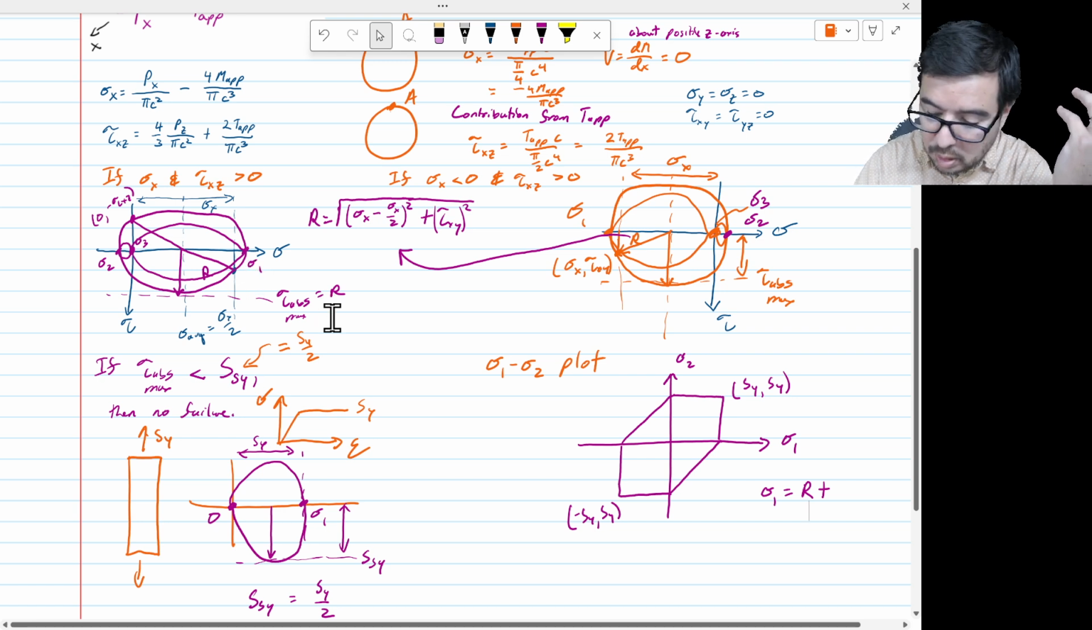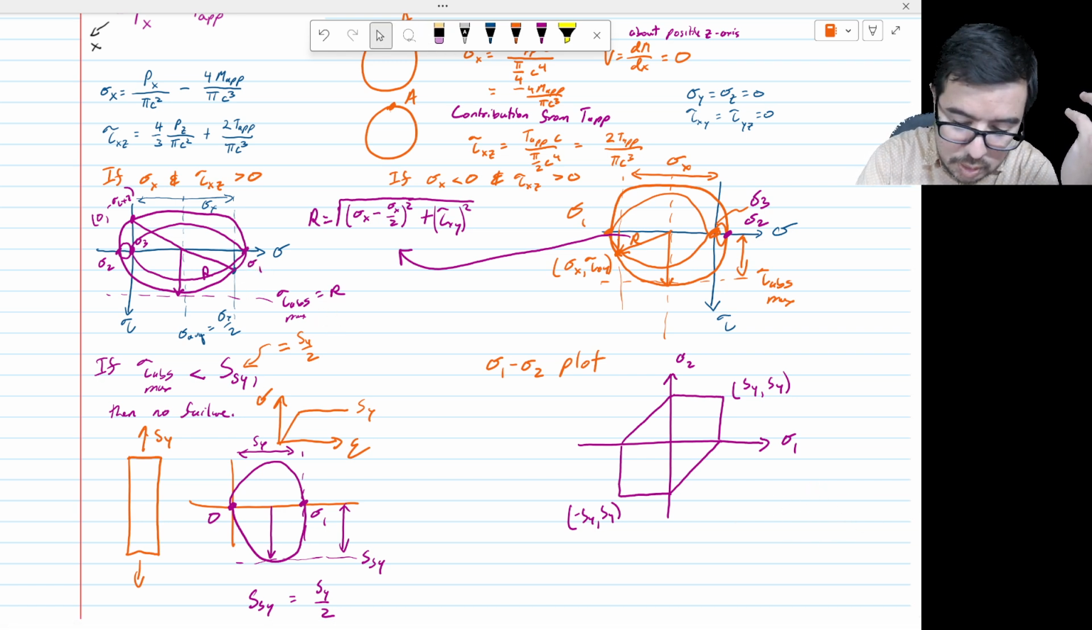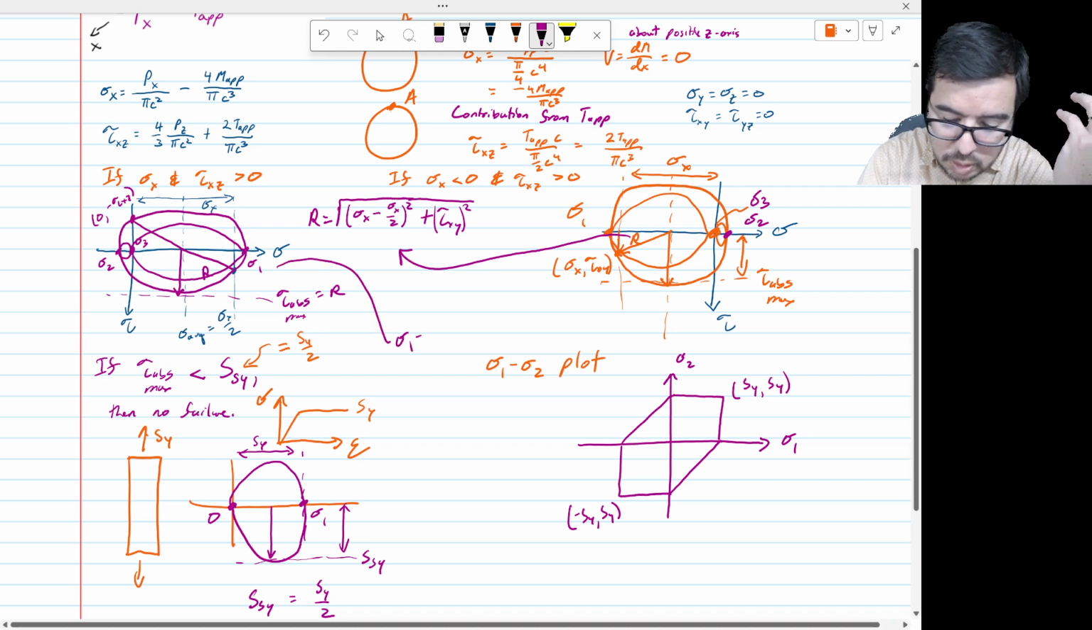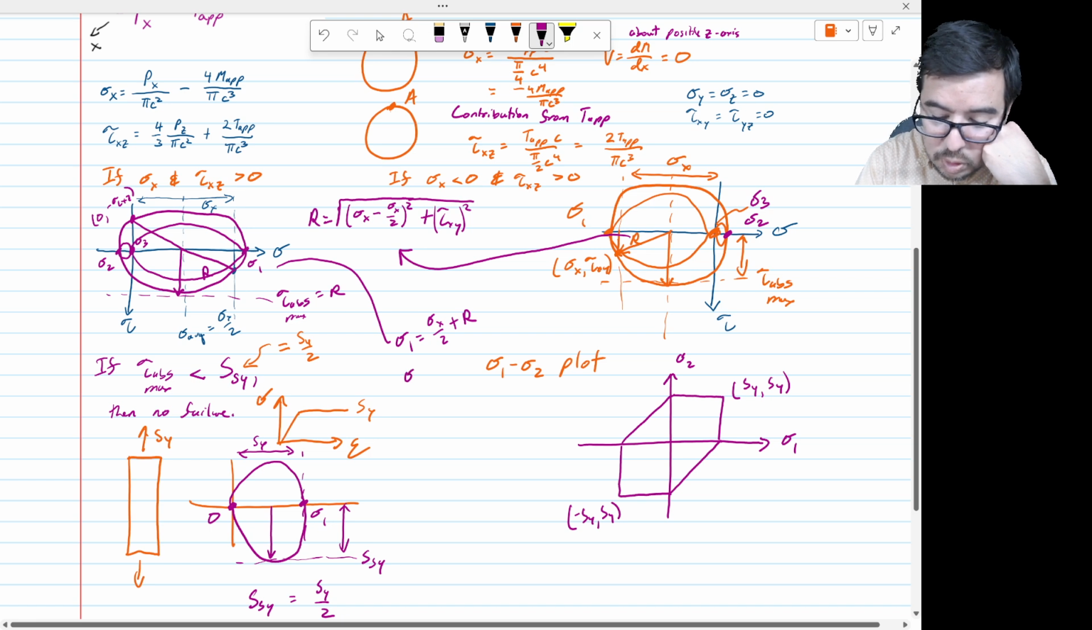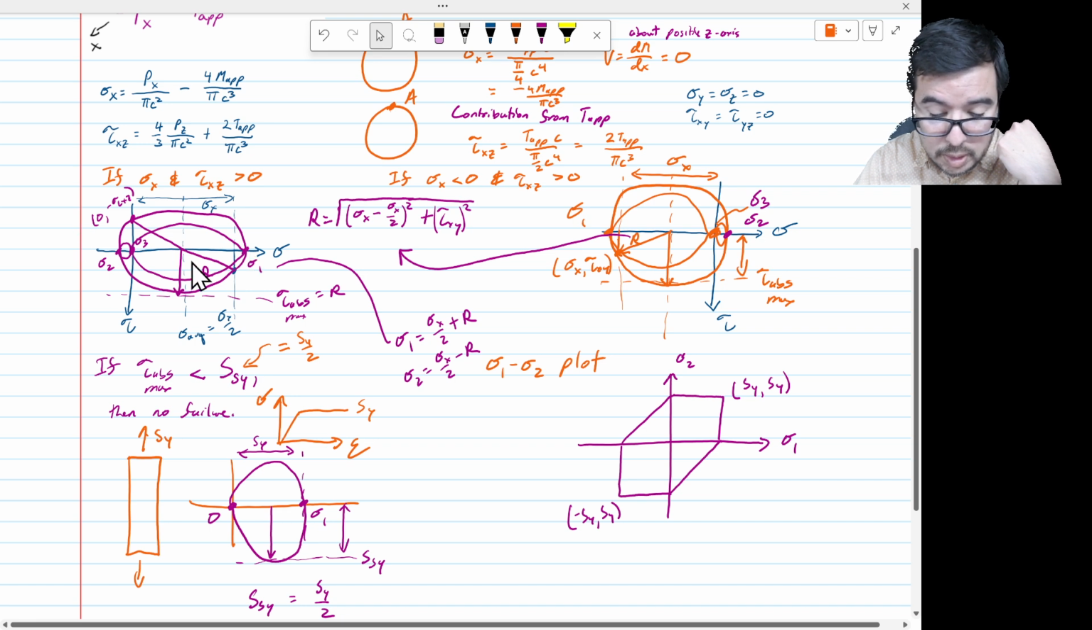Let's just draw it over here so we're a little more clear. Sigma 1 is really the sigma average, so it's going to be sigma x over 2 plus r, and sigma 2 is equal to sigma x over 2 minus r. That's what those values are, because we do know that the center of that circle is at sigma x over 2. So those are the sigma 1 and the sigma 2.